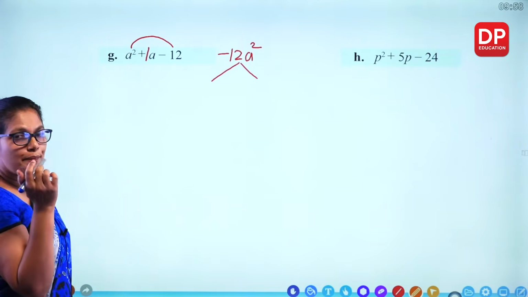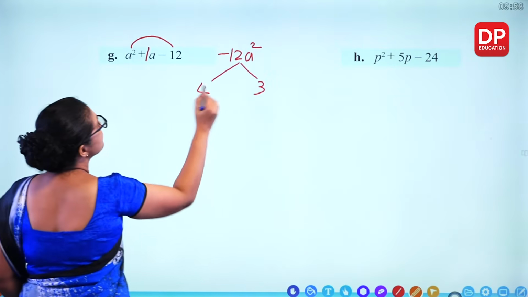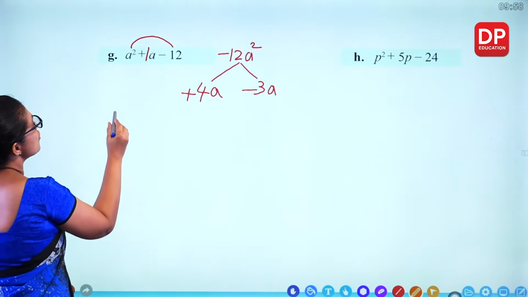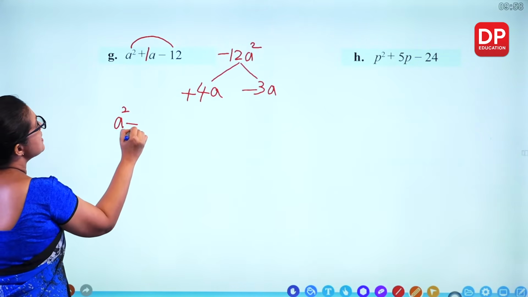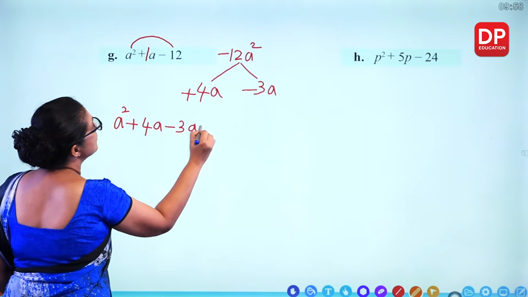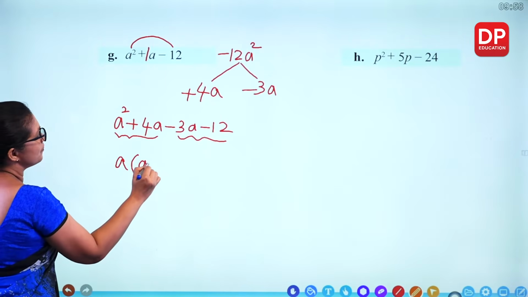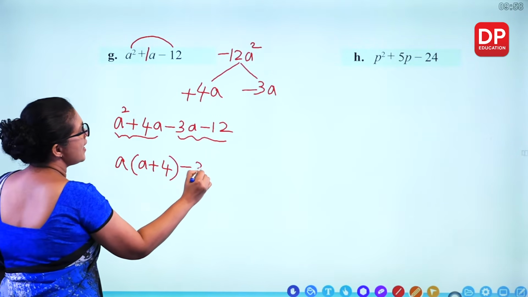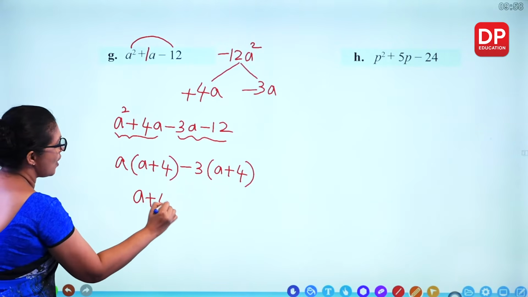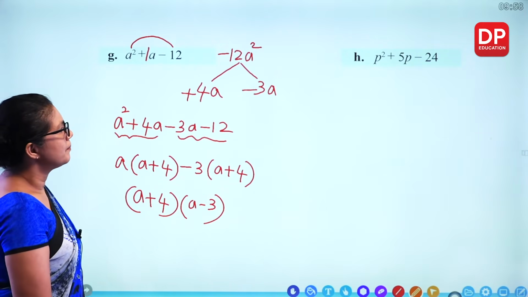What are the factors? 6 and 2, it doesn't work. 4 and 3. So larger factor should be positive. So you get middle term 1a, that means 4a minus 3a. When you take 2 at a time, you get a plus 4, minus 3 out, you get a plus 4 again. Take a plus 4 out, you are getting a minus 3.